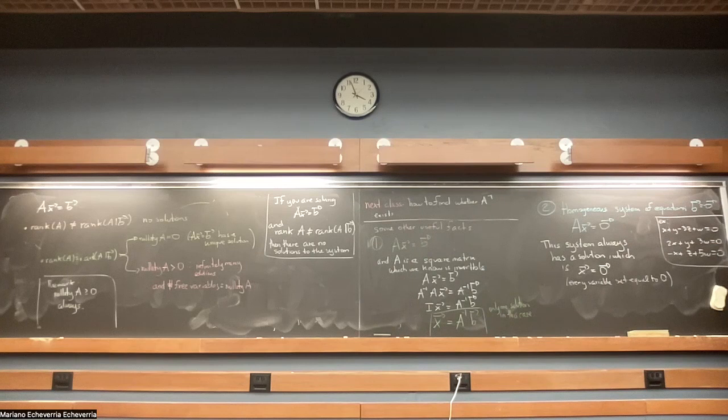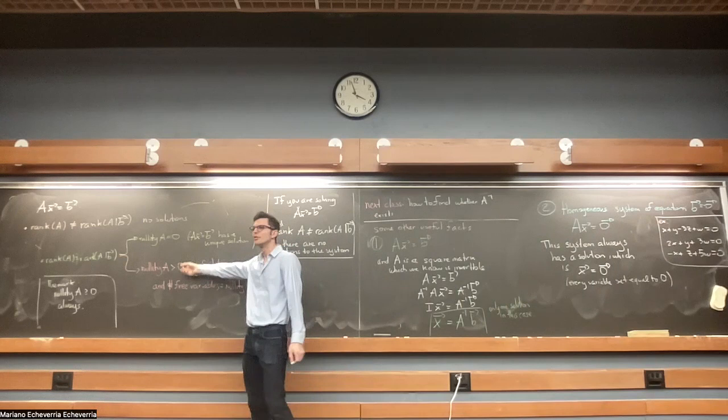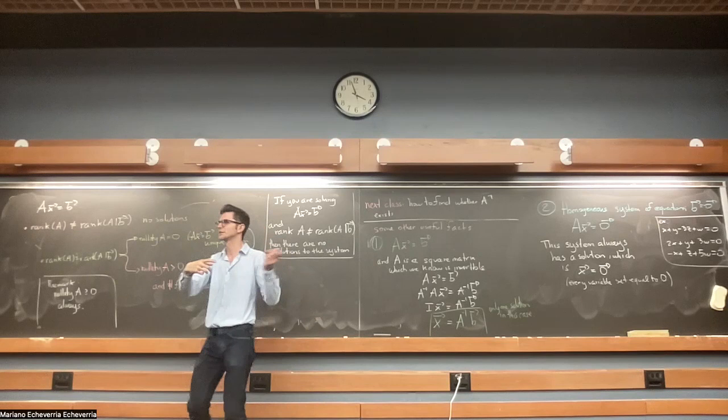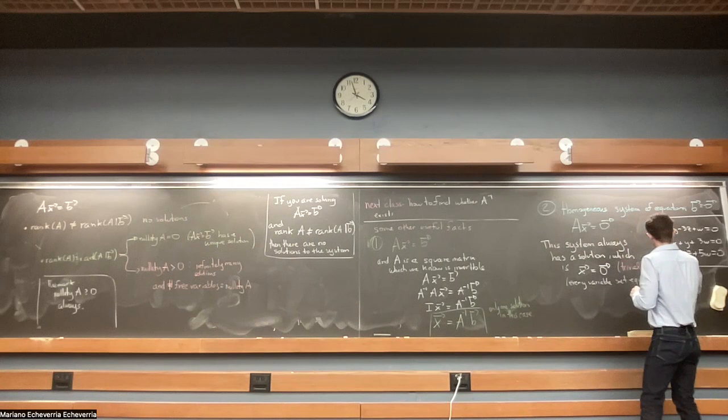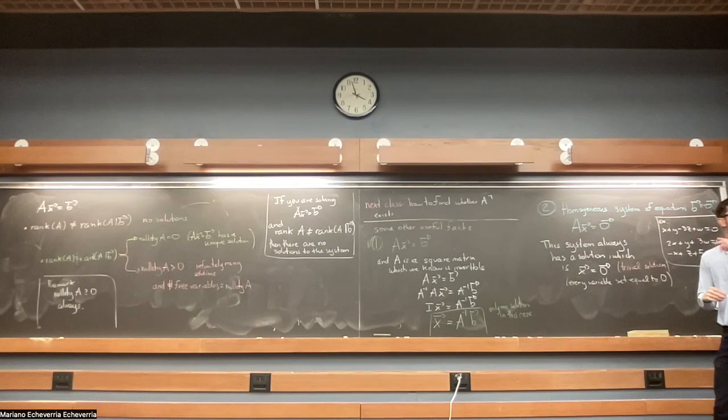So the question is, how do you know if there are more than the trivial solution? Maybe there's an interesting combination of x's and y's and z's and w's that also solve this system, not just setting everything equal to zero. Well, if the nullity of A is positive, then there will be infinitely many solutions and not just this trivial case. Let me put it in parentheses, it's called the trivial solution for obvious reasons. So if the nullity of A is positive, then there will be more solutions besides this one, infinitely many solutions.